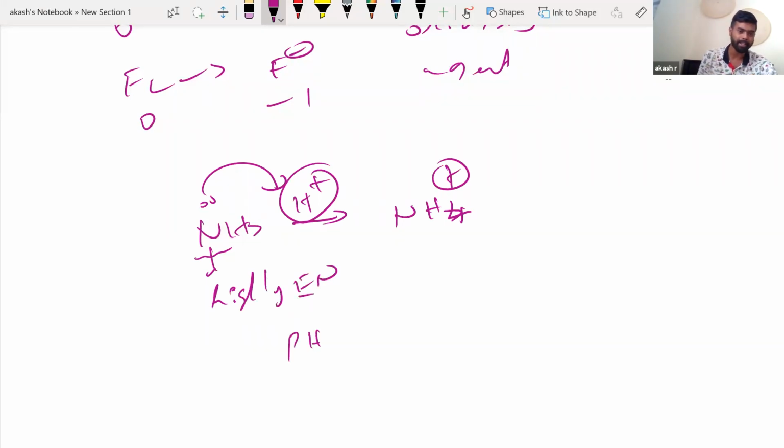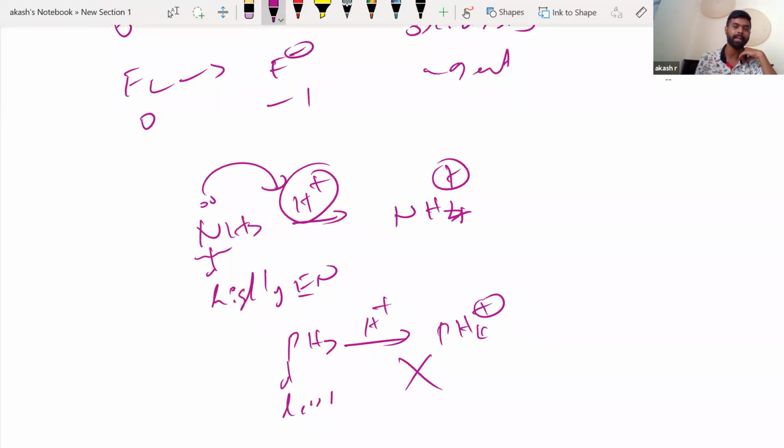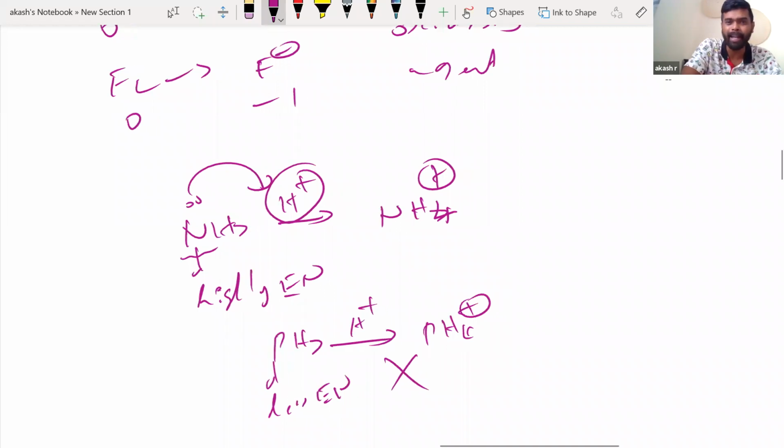Right? But if I take, say, PH3 and make it react with this thing to form PH4 plus, I don't even think this reaction will happen. Okay, possible, but it is very tough. Why? Because this is less electronegative. Okay, now someone said hydrogen bonding.